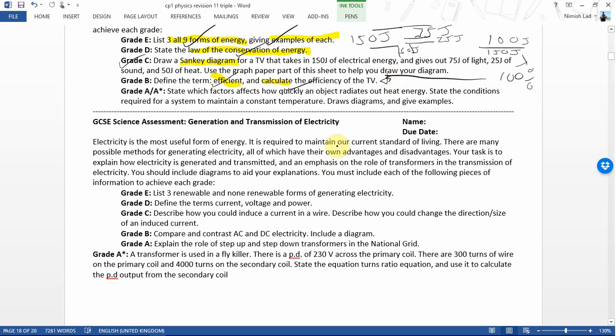And we talked about the factors that affect how much heat is given out and the conditions for them to maintain a constant temperature. And that's the video on topic 6 of P1.